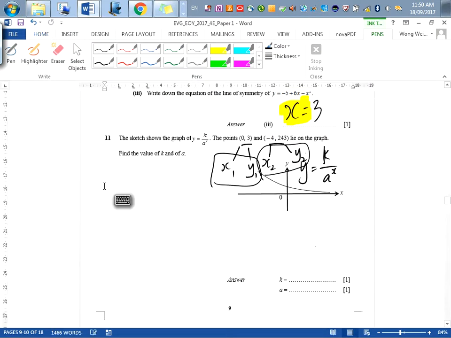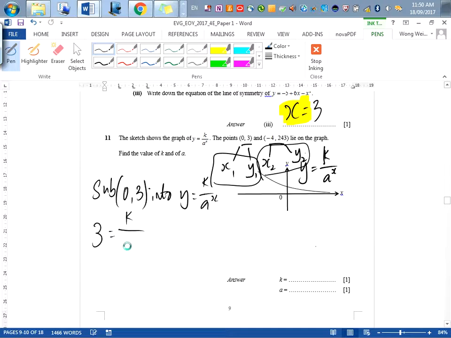So substitute (0, 3) into y equals k over a to the power x. So 3 equals k over a to the power 0. How convenient. So therefore k equals 3. Okay, k is equal to 3.